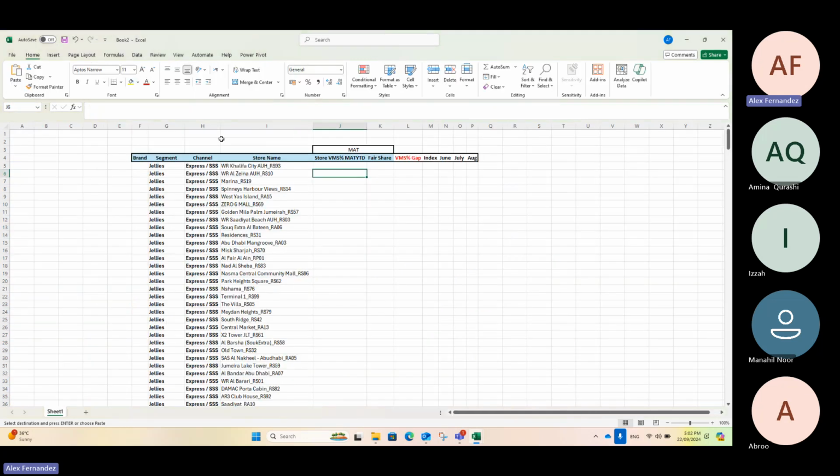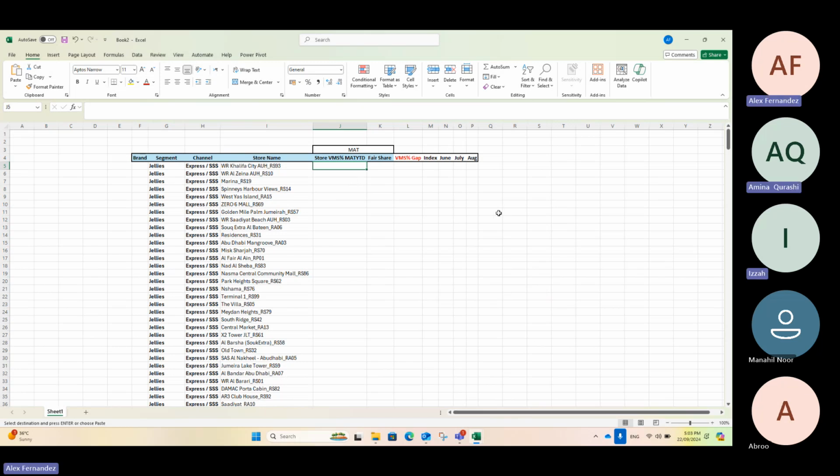So we map the segment, the channel, the store. You have to write the VLOOKUP now. I will give you the chance, you can continue. How do you do it? You have to apply the VLOOKUP. How do you do the VLOOKUP?